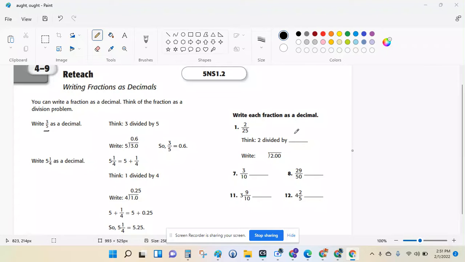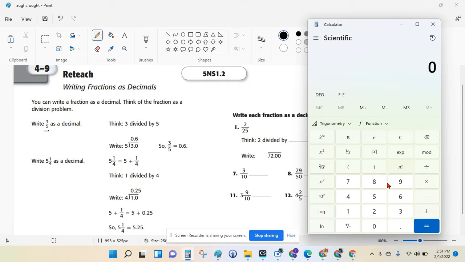Alright, so here once again we're looking at writing fractions as decimals. What we would do first is we look at our decimal, and it says, think 3 divided by 5. So take your top number divided by your bottom number. This shows you how to do it with paper, and then if you use a calculator, you do the same thing. 3 divided by 5 equals 0.6. So that turns this fraction into a decimal.